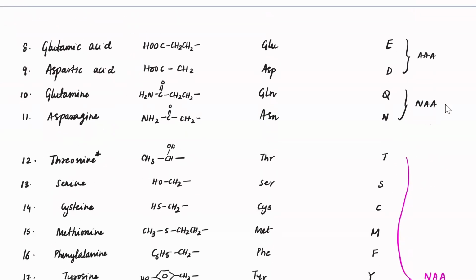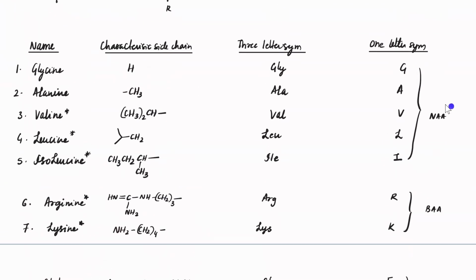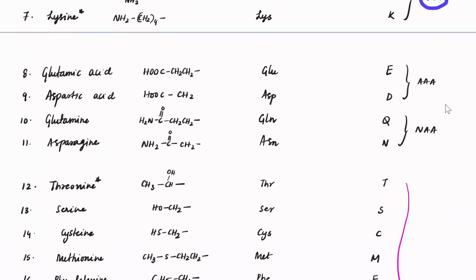The other four are also easy to remember. So far, what did we learn, everybody? Neutral amino acids, basic amino acids. Then next are the acidic amino acids. There are only two acidic amino acids: one is glutamic acid, the other one is aspartic acid.